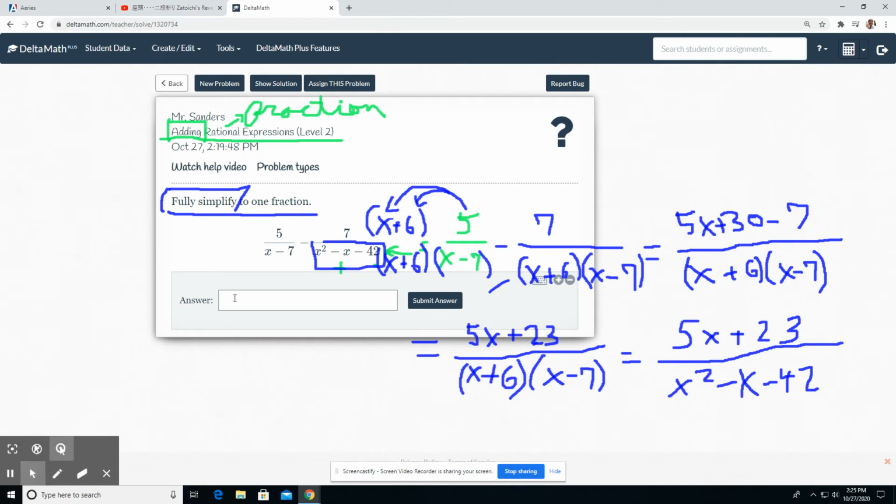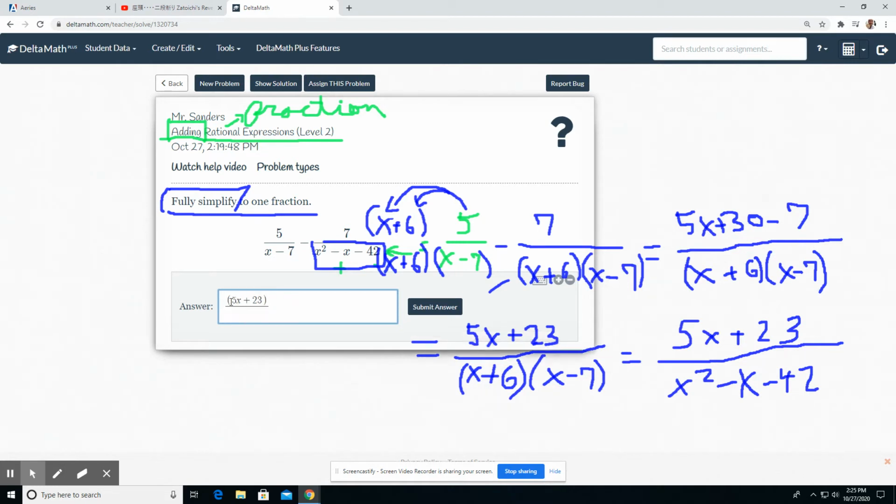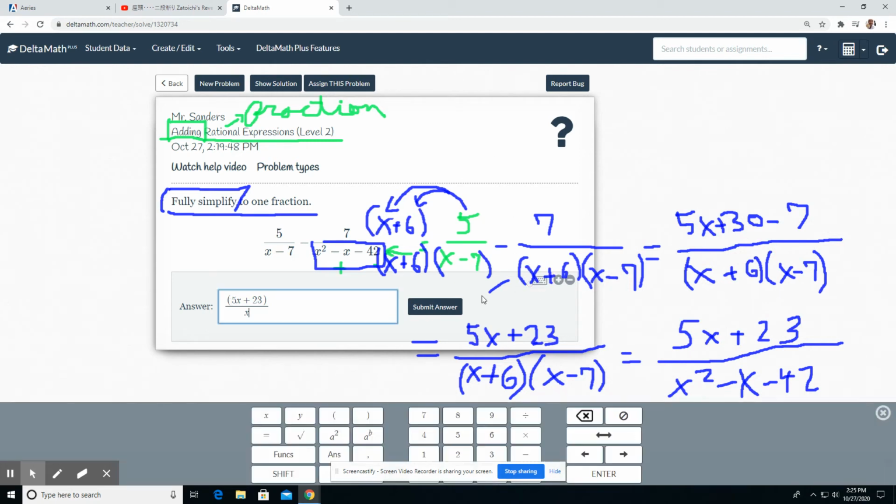This program sometimes makes it hard to divide, so I have to use parentheses here. There's the divide, so that throws everything under it. If I don't have those parentheses, it'll just be under the 23. And then I'll put on the bottom the x quantity squared minus x minus 42.